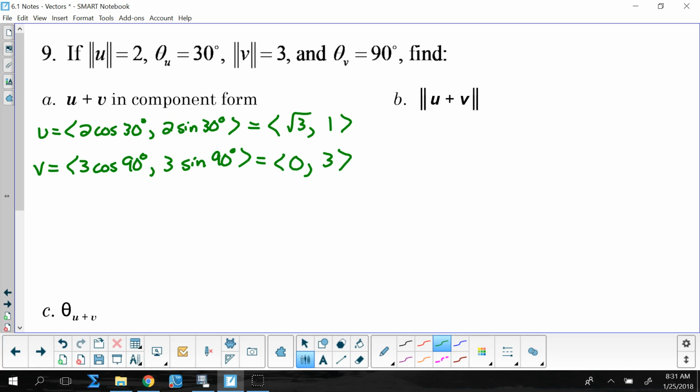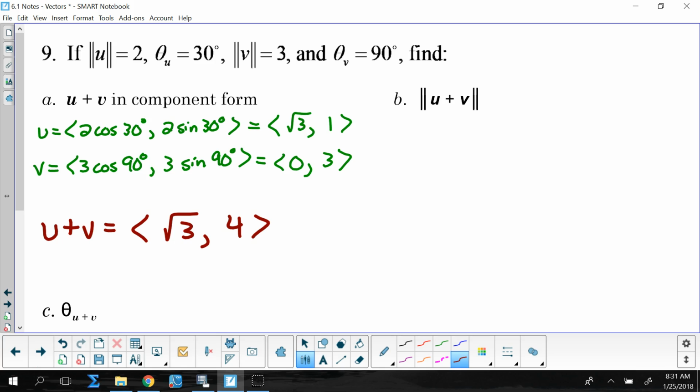Okay. So then u plus v in component form is going to be the square root of 3 plus 0, which is the square root of 3, and 1 plus 3, which is 4. So that is the component form of my vector.